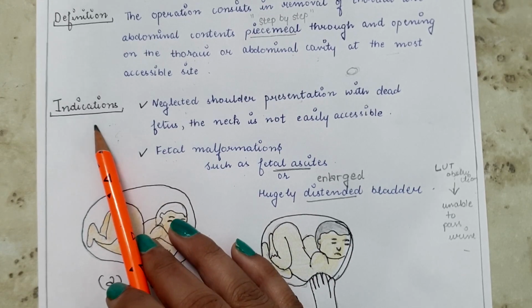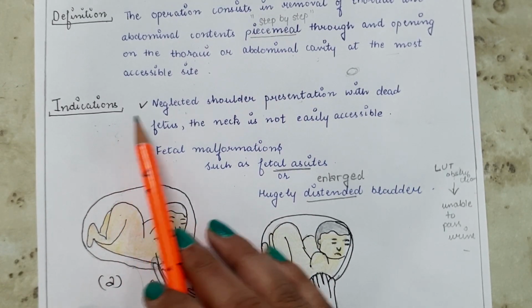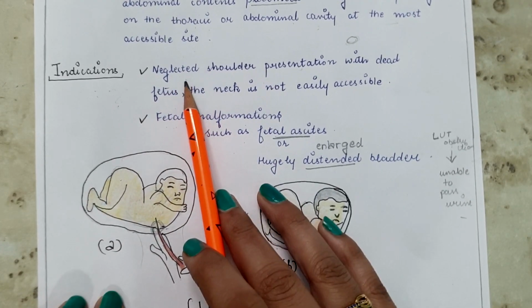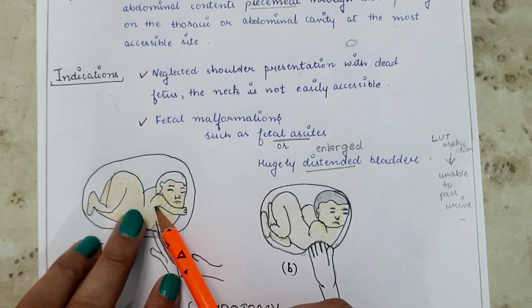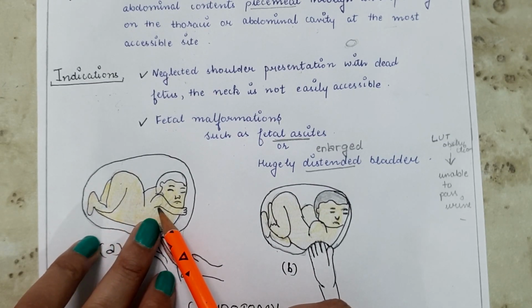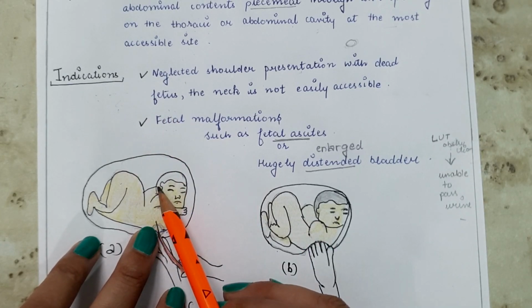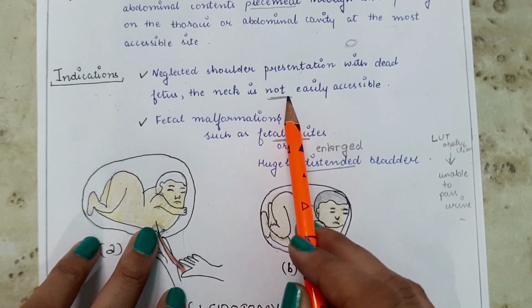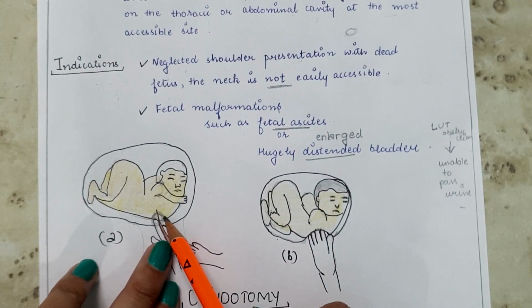Now there are the indications of evisceration, that is, in which cases basically the evisceration is performed. First one is neglected shoulder presentation. When the presenting part is shoulder and the shoulders are impacted or stuck and the fetus is dead but the neck is not accessible, in that case a hole should be made either on the thoracic or on the abdominal cavity.